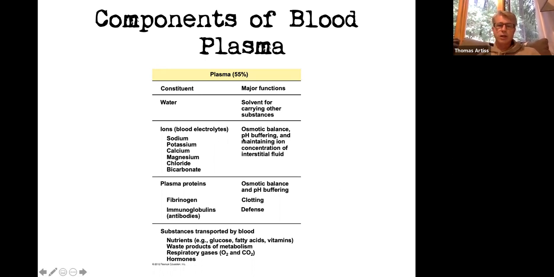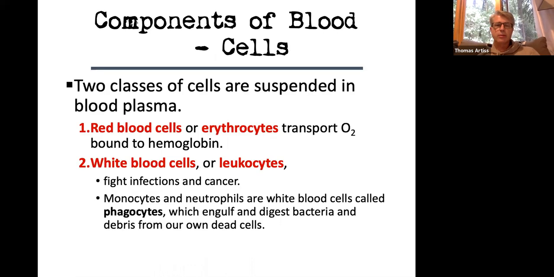But look at all the things that are in our blood, all these different ions. Of course, ions are charged. They dissolve well in water. We have a whole bunch of other proteins that help with clotting and defense. And then, of course, importantly, things like the monomers that we've digested. All of our polymers down into monomers, they dissolve fairly easily in blood as well. So that's our blood plasma.